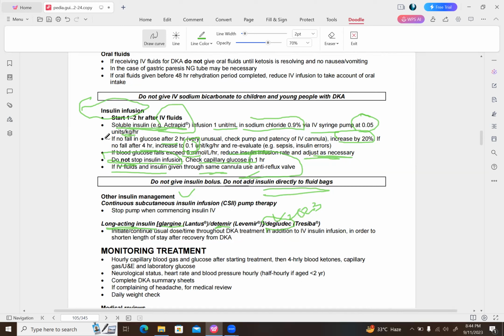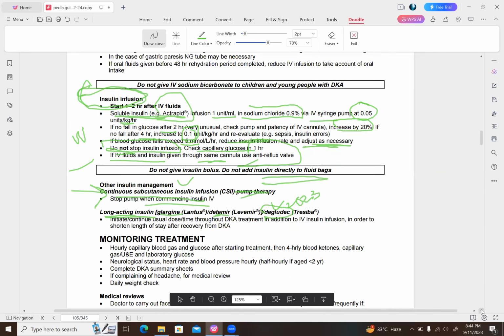Okay. When the glucose levels are normalized, then you switch from this IV to subcutaneous insulin. And what is this subcutaneous insulin? What they say about this continuous subcutaneous insulin infusion pump therapy? They say you have to stop IV and then you have to commence this when blood glucose levels become normal. Okay.